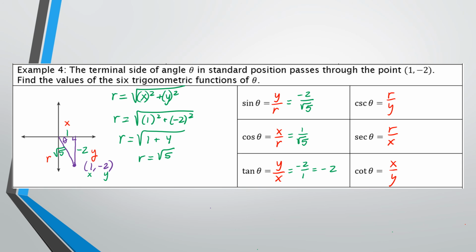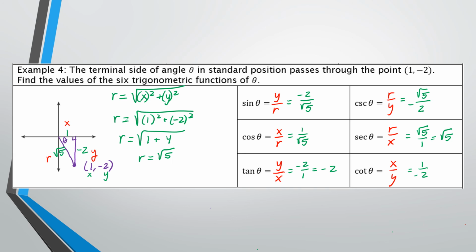And then I'm going to flip everything. So this would be the square root of 5 over negative 2. I'm going to put the negative out in front, though, instead of with the 2. This would be the square root of 5 over 1, which is just the square root of 5. And then this last one would be 1 over negative 2. Okay? So everything looks great.